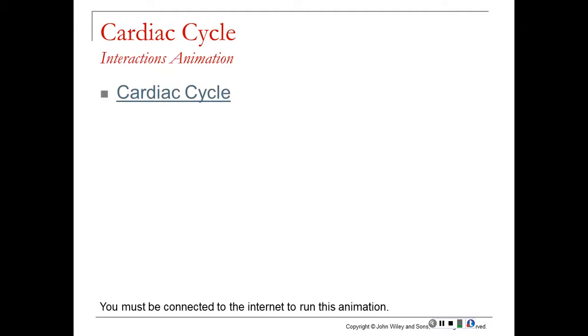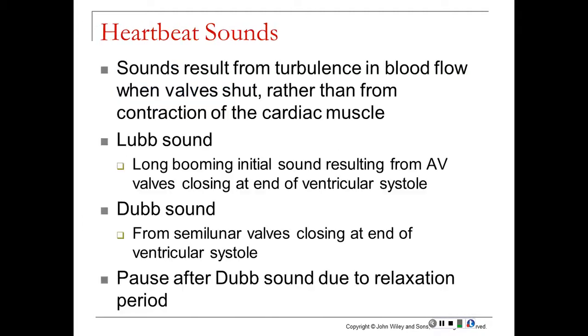This animation here goes through the cardiac cycle. Let's talk about the heartbeat sounds. In lab, you'll have a chance to use a stethoscope to hear your own heartbeat sounds. They're broken into what's called a lub sound. The lub is the long, booming initial sound, and that is from those AV valves closing, the AV valves being the mitral valve and the tricuspid valve. The dub sound is from the semilunar valves closing, and that's at the end of ventricular systole.